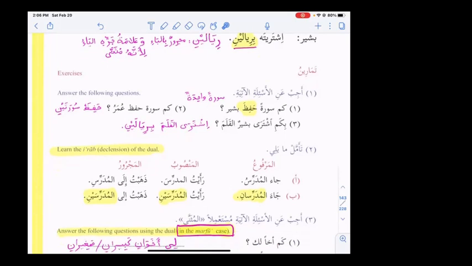Now here, Dr. Abdurrahim says, learn the i'rab, which is the declension of the dual. First is singular, and the next is dual. These are all dual. Pay attention, my brothers and sisters. Ja'a al-mudarrisu. The teacher came.